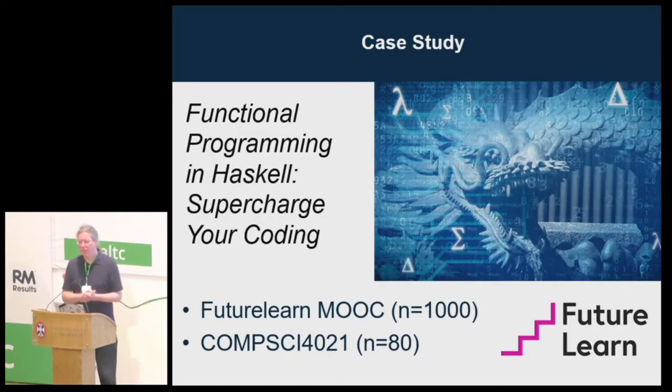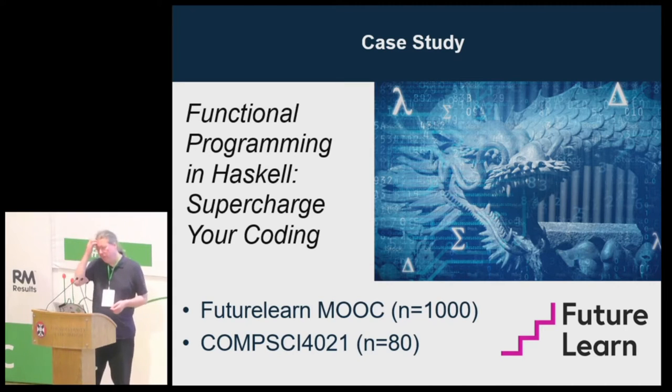So our case study, functional programming in Haskell. This is an interesting course in that it's run as the first half of an honours module, but also as a MOOC. So about 1,000 people in this particular run were using it from around the world on FutureLearn, and a class of about 80 honours students at the University of Glasgow.